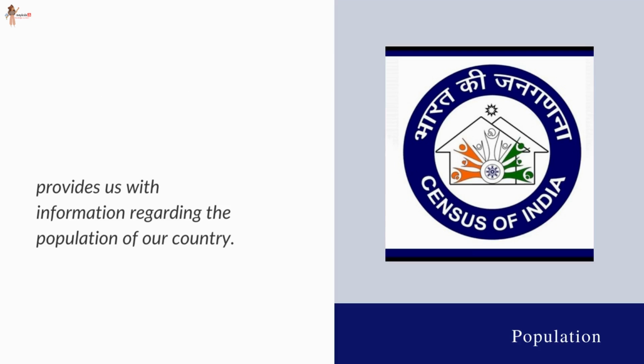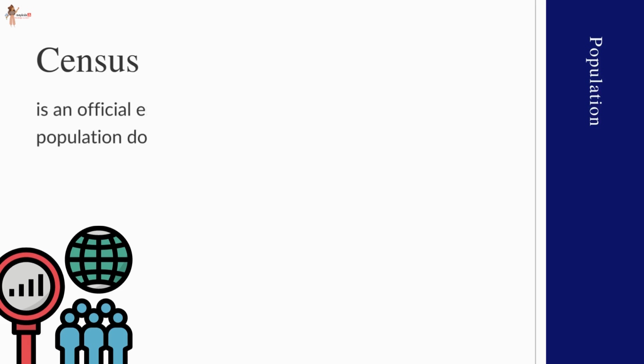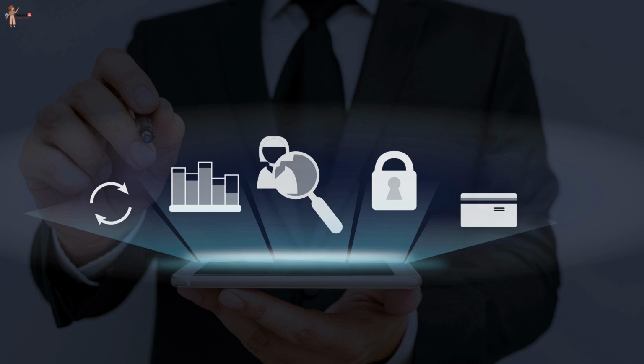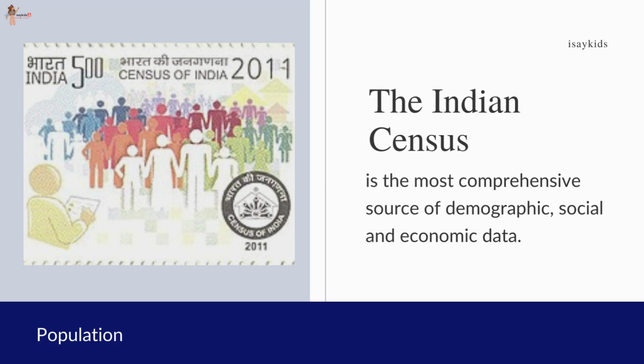The Census of India provides us with information regarding the population of a country. A census is an official enumeration of population done periodically. In India, the first census was held in the year 1872. The first complete census, however, was taken in the year 1881. Since then, censuses have been held regularly every 10th year. The Indian census is the most comprehensive source of demographic, social, and economic data.